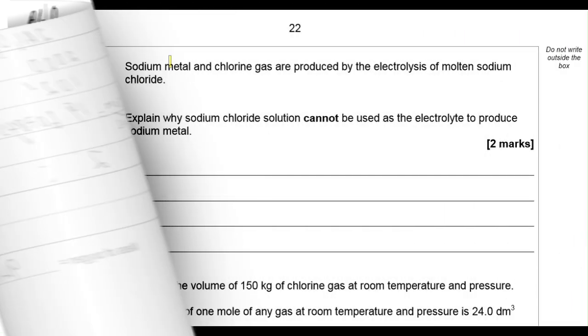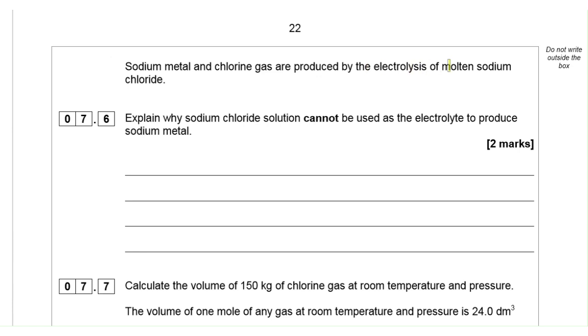Over the page, sodium metal and chlorine gas are produced by the electrolysis of molten sodium chloride. 7.6. Explain why sodium chloride solution cannot be used as the electrolyte to produce sodium metal. This is for 2 marks. You must recall that in a solution you have extra ions. You have H plus and OH minus ions.